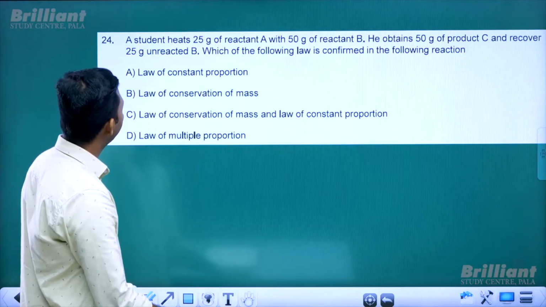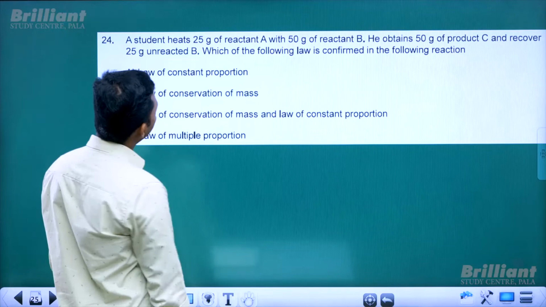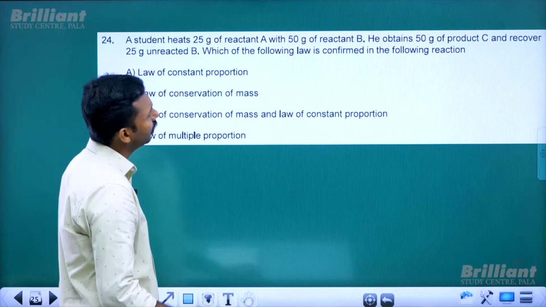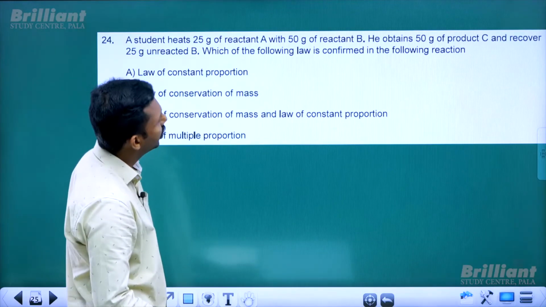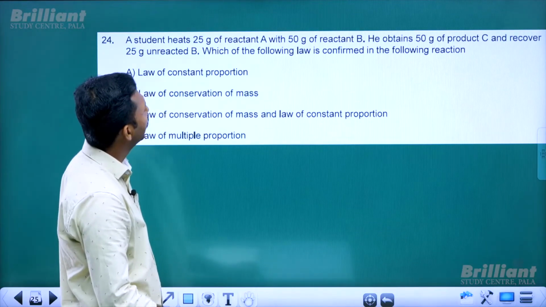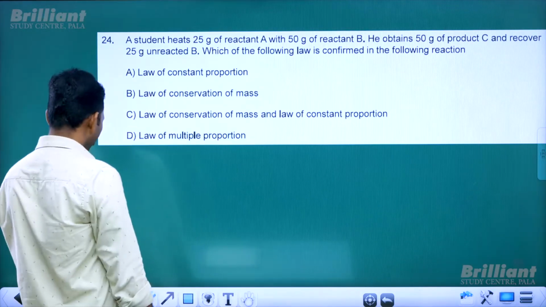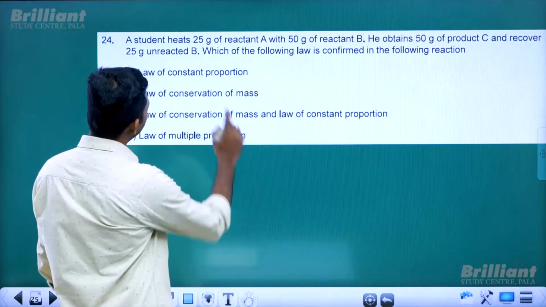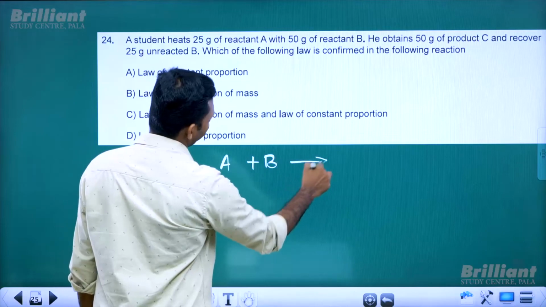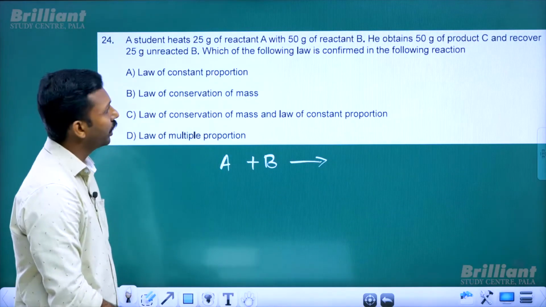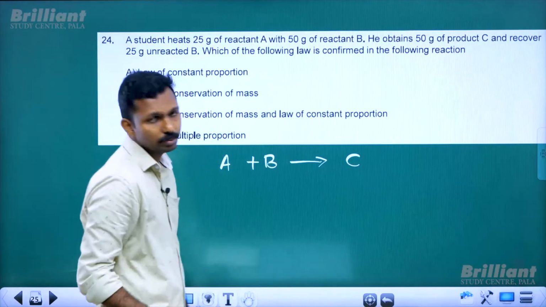Okay, going to 24th question. Question number 24. A student heats 25 gram of reactant A with 50 gram of reactant B. He obtains 50 gram of product C and recovers 25 gram unreacted B. Which of the following law is confirmed by the following reaction? Okay, so the question is, a student took a 25 gram reactant A. A and B are two reactants here, and after this reaction, we are getting C as the product.